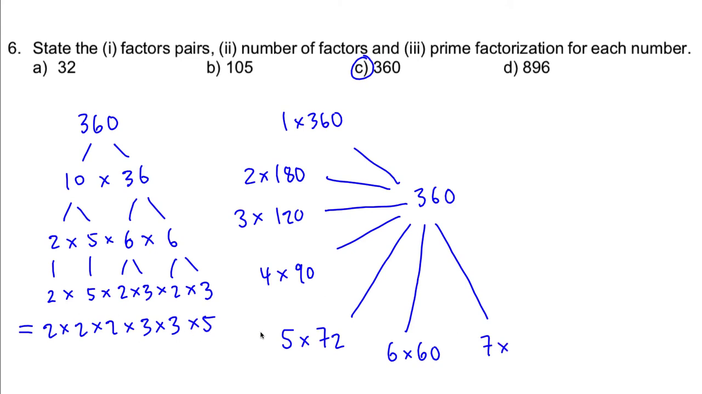7 does not appear. 7's a prime factor, so we can't combine two numbers, say 3 times 5, or 3 times 3, or 3 times 2, or 2 times 2 to get 7. So we found our first missing factor number.